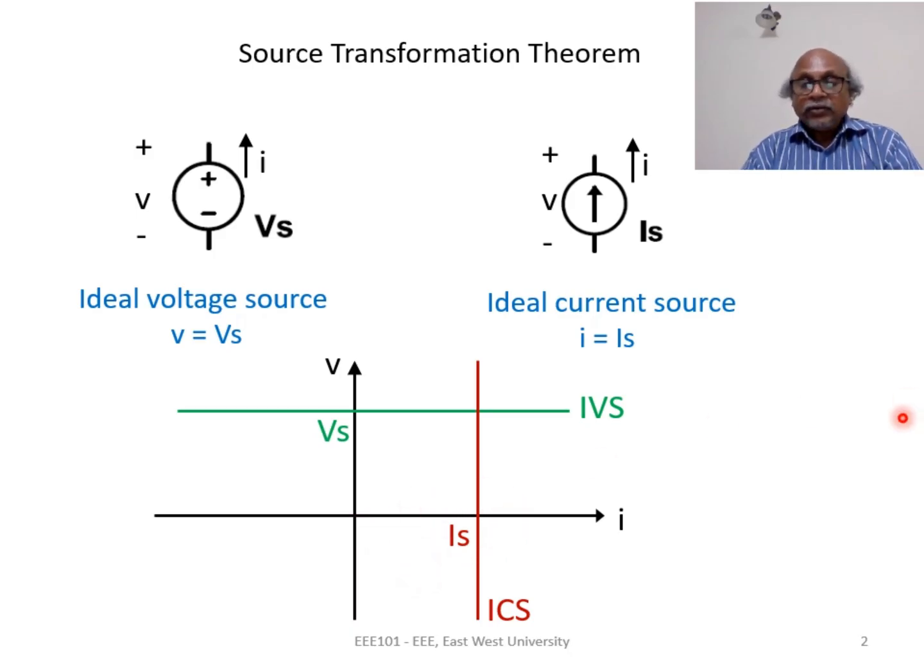From these two graphs, we see that the characteristics of the ideal voltage source and the characteristics of the ideal current source are normal to each other, which implies that the ideal voltage source is in no way equivalent to an ideal current source, and it is not possible to transform an ideal voltage source into an ideal current source. Source transformation theorem does not tell us that. Okay, so what does the source transformation theorem tell us? To know that, let's proceed a little further.